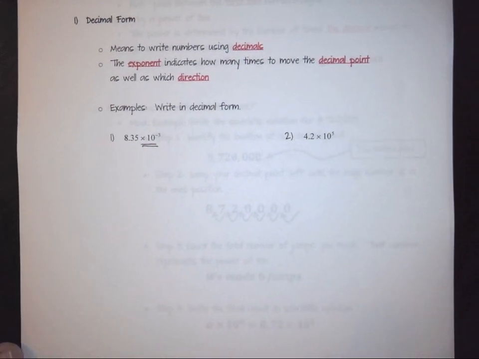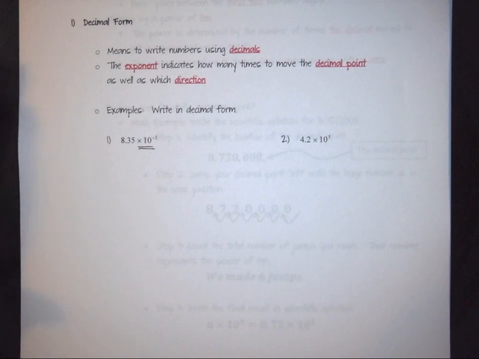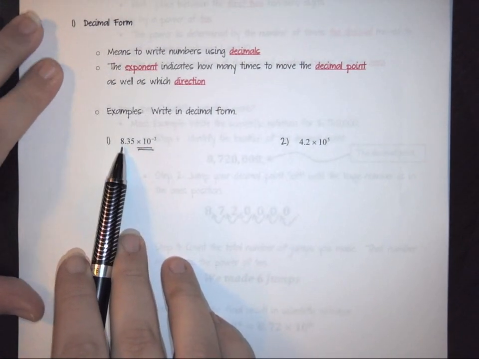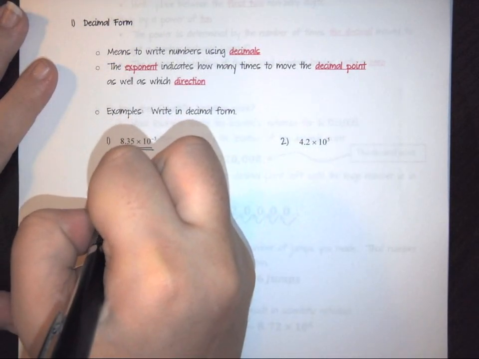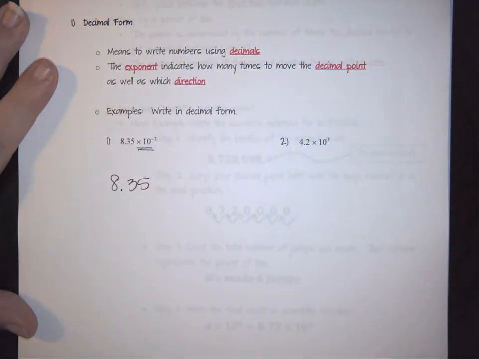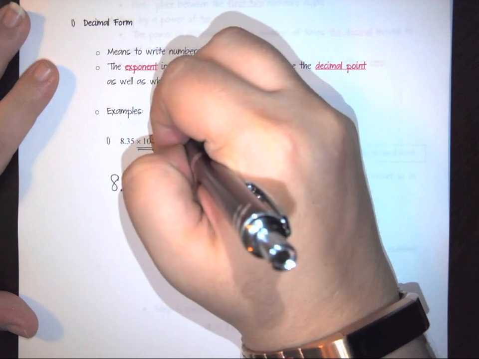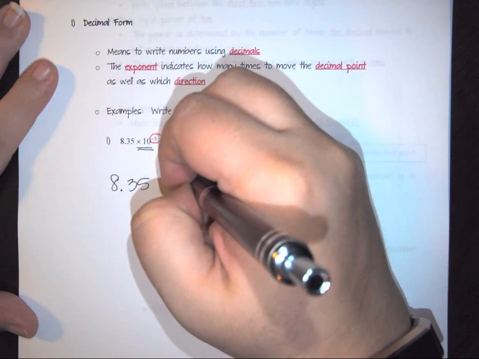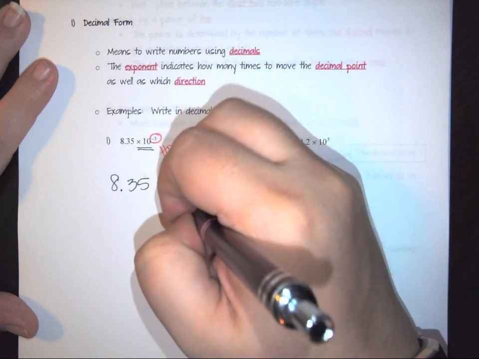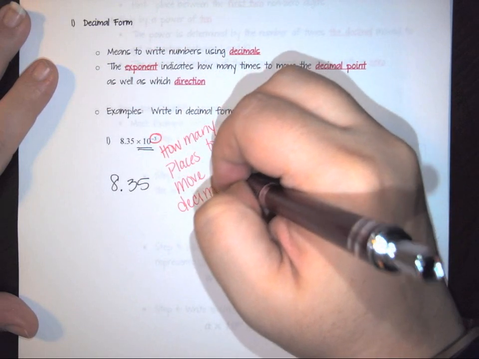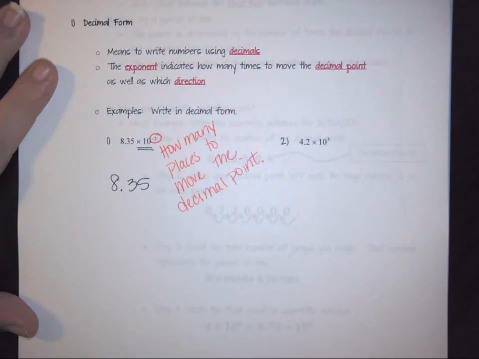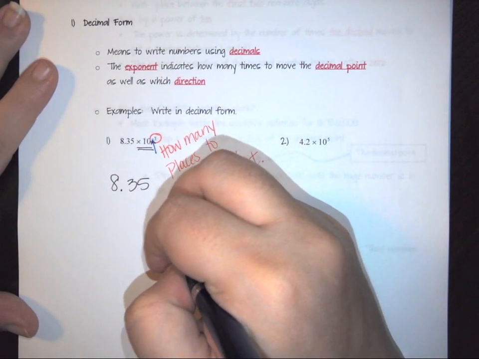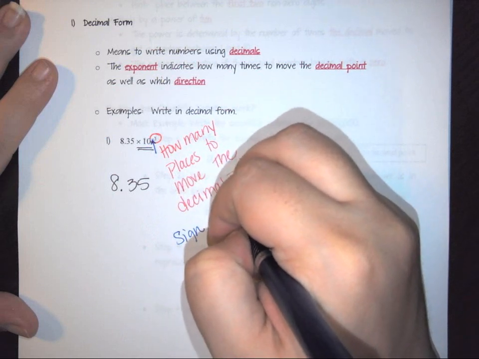So what we do with it, or the easiest way to do it if you want to go back and forth, is I would take the decimal that I have and I would rewrite it out. So this was 8.35. And then the exponent here is going to tell you how many places to move the decimal point. And then the second thing to notice is the sign here tells you, so your sign gives the direction.